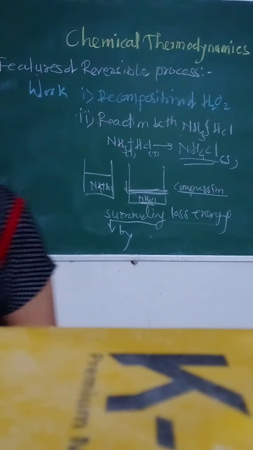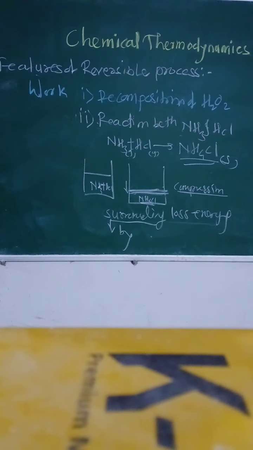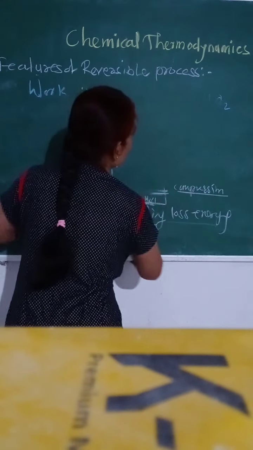These are the two examples: the expansion and compression of the gas, the decomposition of H2O2, and the reaction between NH3 and HCl. They have given the two ways. Then the nature of heat. Heat is a form of energy, and the system exchanges energy with its surrounding. They have given the different ways of losing energy and gaining energy, and they have explained the sign convention of W and Q.